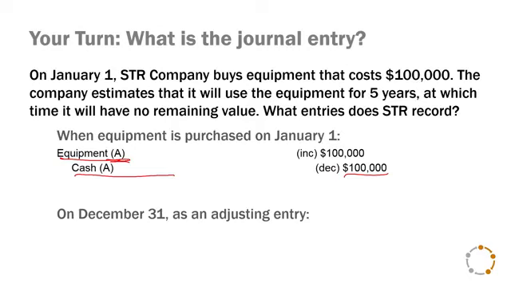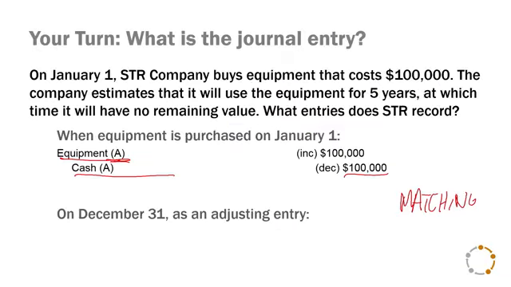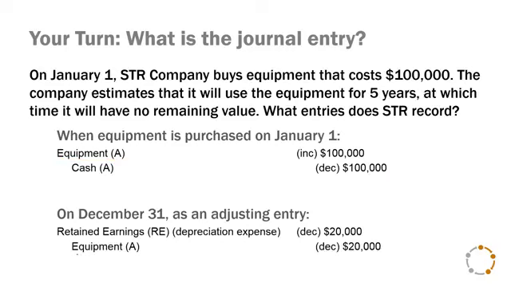Now, as we use that asset to help us generate revenues, remember, the matching principle is going to tell us that we need to record the cost of using that asset as an expense, so that we would be matching the expense associated with the asset to the revenues it's helping us generate. So as an adjusting entry on December 31st, we would need to record a reduction in the asset account to reflect that we've been using the asset, and we'll record a left-hand side to retained earnings for an expense. And this expense we'll call depreciation expense.